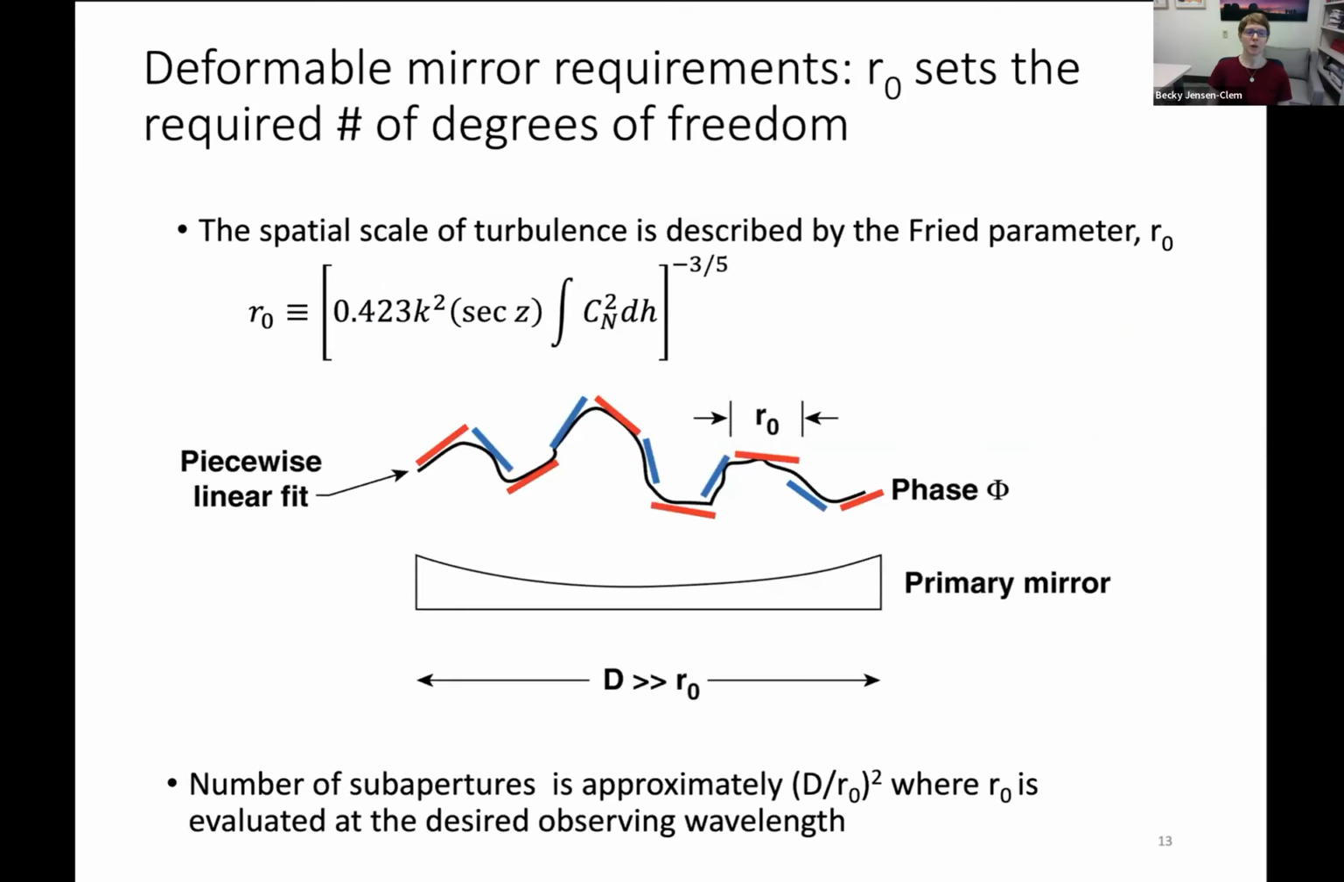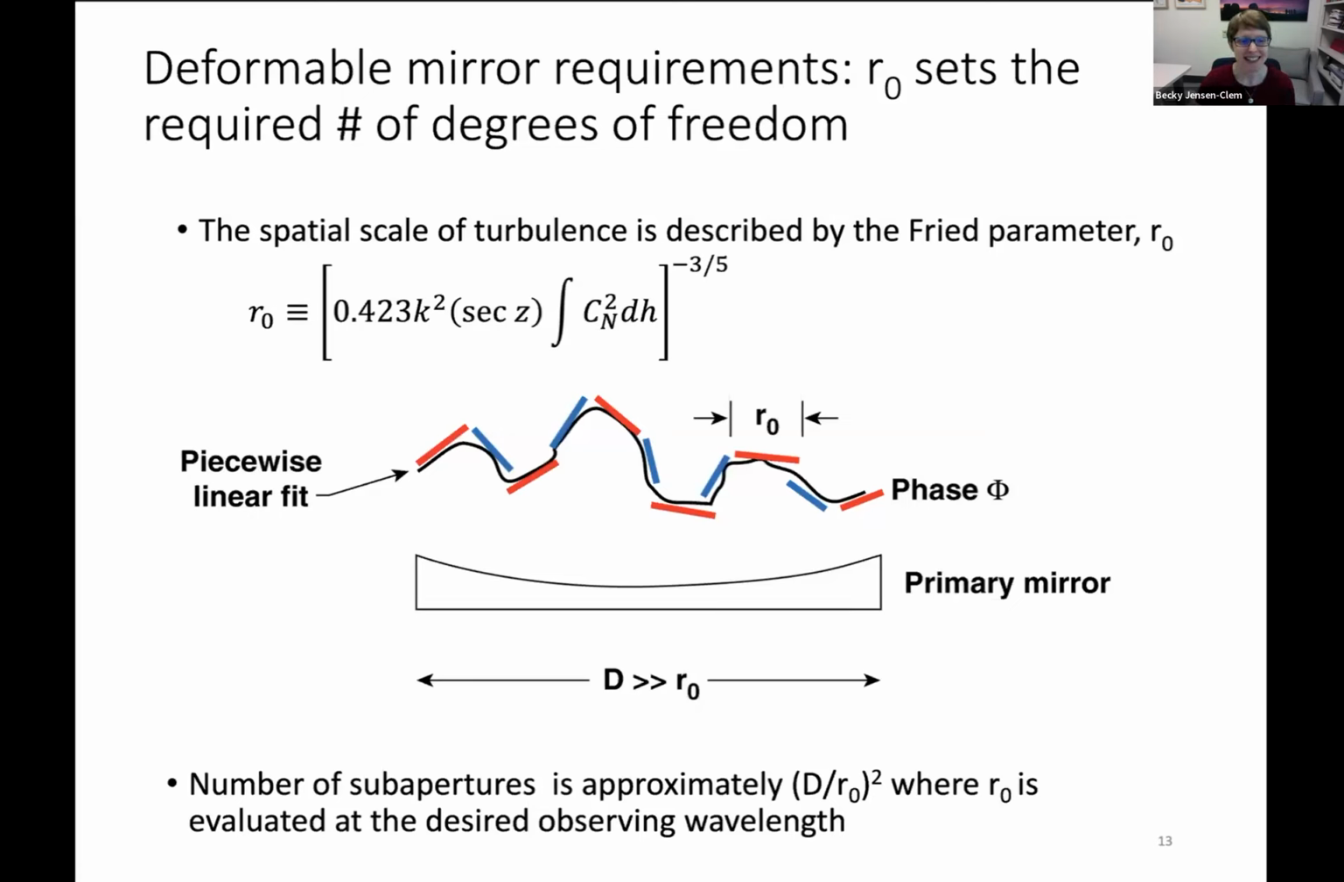Okay, so one of the most important requirements has to do with the number of deforming elements or the number of degrees of freedom that you have on your DM. A good way to think about this has to do with the spatial scale of atmospheric turbulence. So the spatial scale of turbulence is described by what's known as the Fried parameter, or r0. Some of you may have yourself or have seen, we have these mugs from SPIE a couple of years ago that say we are not seeing limited. So that was in honor of the late Fried, who passed away a couple of years ago.